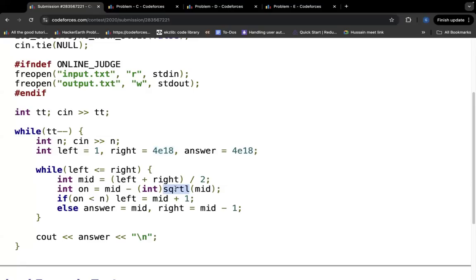What is the difference between sqrt and sqrtl? sqrtl is for large numbers, like those greater than an integer, basically long, and sqrt is only for integers.